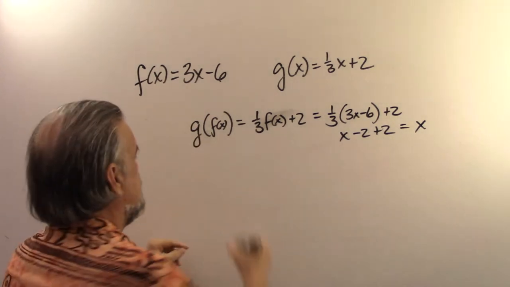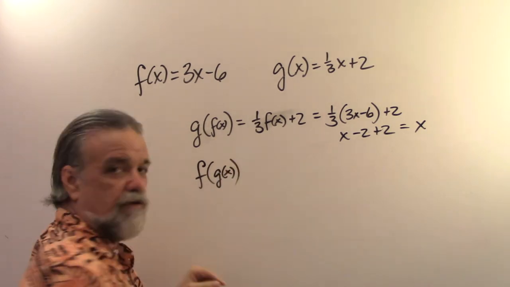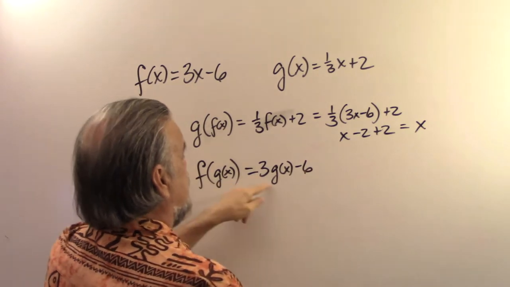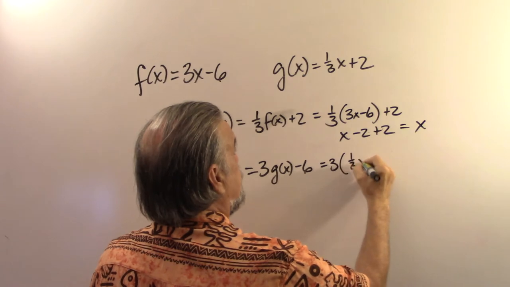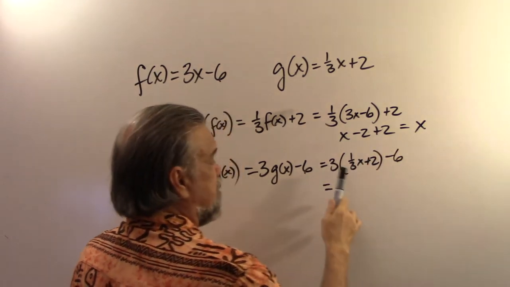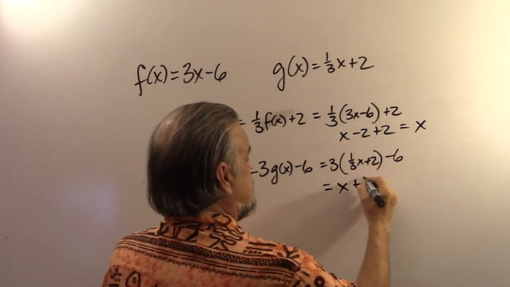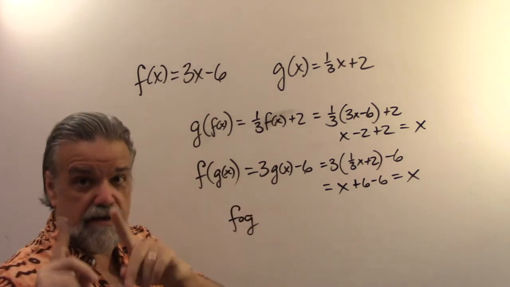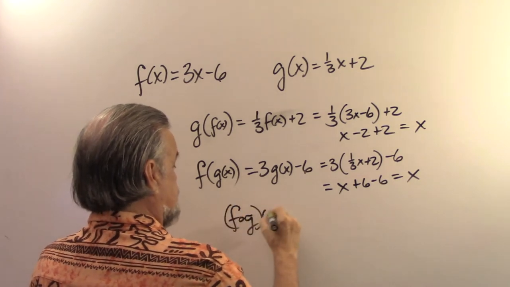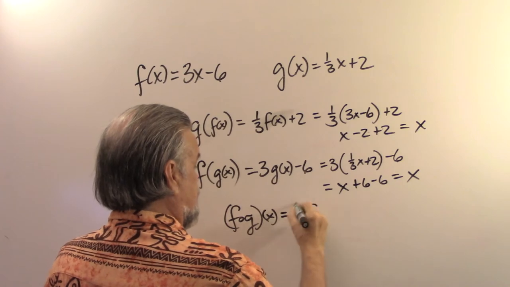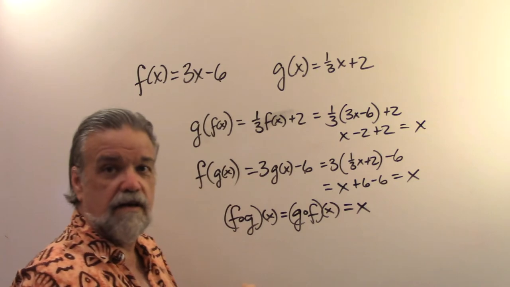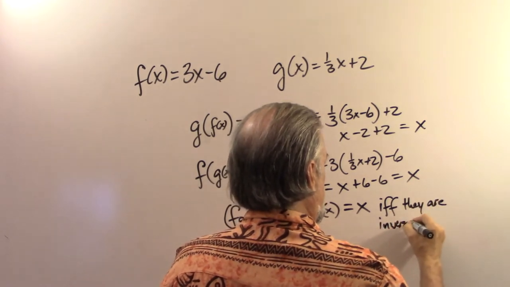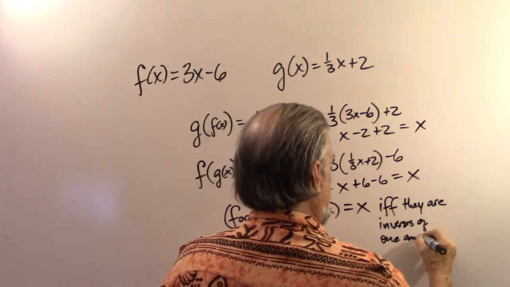And so let's just check and see if f really undoes what g does for every single x. I'm going to have 3 times g of x minus 6. And I know what g of x is, it's that thing over there. So this is going to be 3 times 1/3 x plus 2, minus 6. It's looking pretty good. 3 times 1/3 x is x. 3 times 2 is 6, minus 6, and that just equals x. So what do you know? We have figured out that if they are inverses of one another, f of g of x and g of f of x both just equal x. Okay?